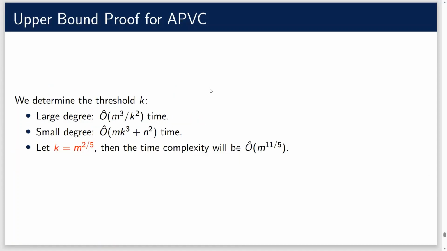So at last, we can use balancing to determine the threshold K. For large degree, it is m cubed over K squared, and for small degree, it is m K cubed. Therefore, we let K be m to the 0.4, and the complexity will be O hat m^2.2. So this is the final result for APVC.